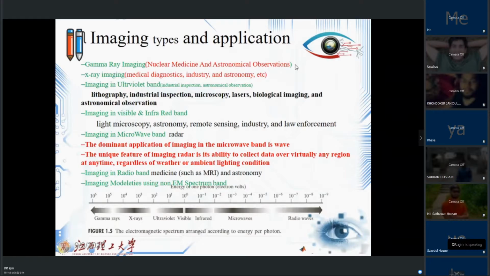And a unique feature of imaging radar is its ability to collect data over virtually any region at any time, regardless of weather, ambient lighting, and conditions. You know what? The main problem that we have with the figure, maybe you will sense it, is the light. You can maybe check it.